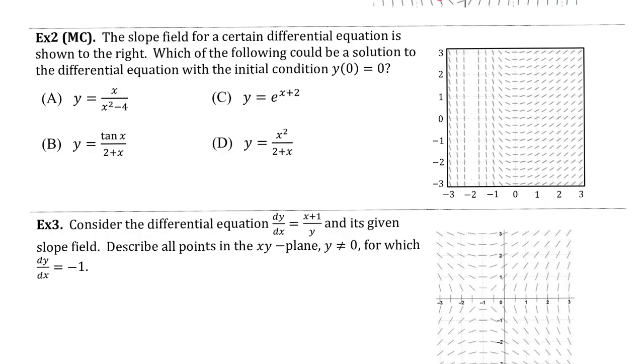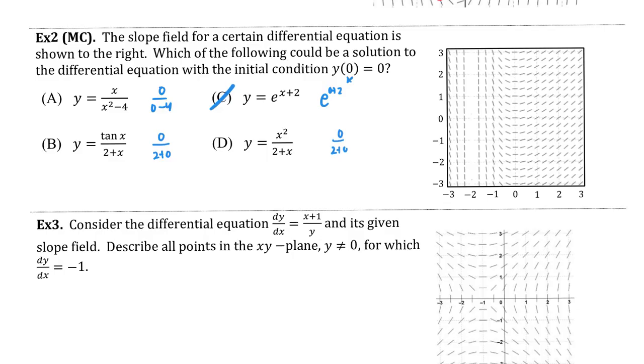Okay, let's just start with (0, 0). They're telling me that y(0) should equal 0. So let's plug in (0, 0) and see if we can eliminate something. So x is 0. If I plug in 0, I have 0 over 0 minus 4, which is 0. Okay, let's try this one. I do e to the 0 plus 2, that's e squared. e squared doesn't equal 0. So C is out already. Okay, what about the tangent of 0? The tangent of 0 is 0 over 2 plus 0. That could work. And then for D, 0 squared is 0, 2 plus 0 is 2, 0 divided by 2 is 0. So I'm down to A, B, and D.